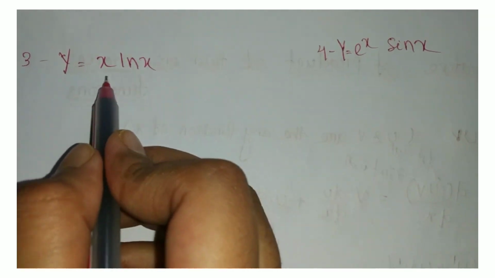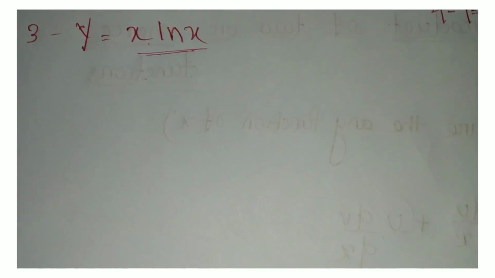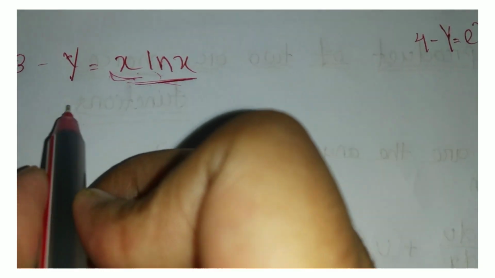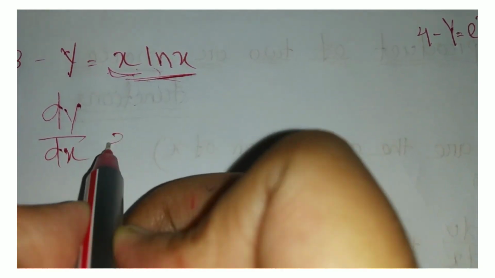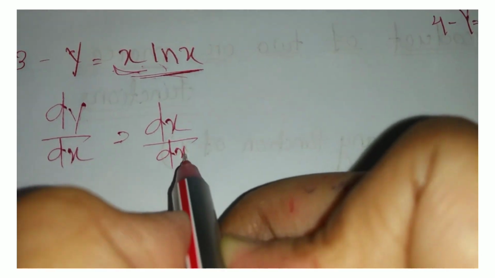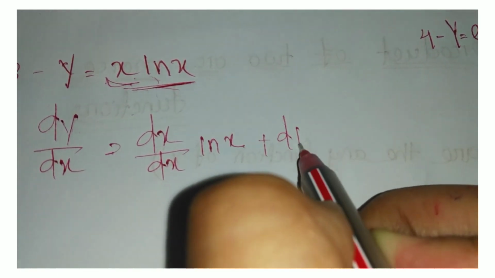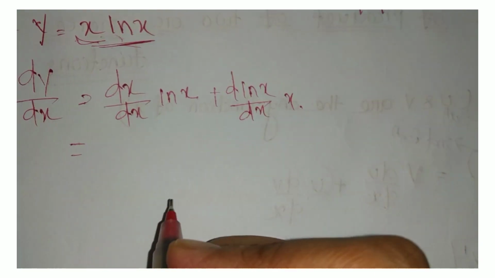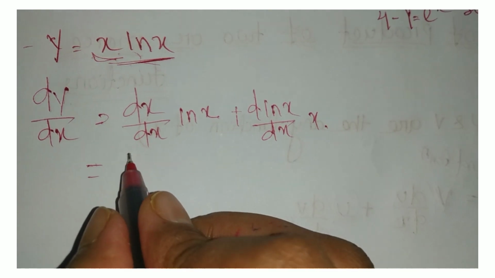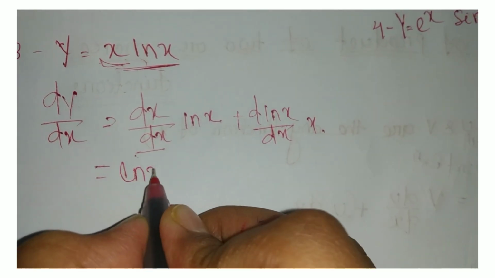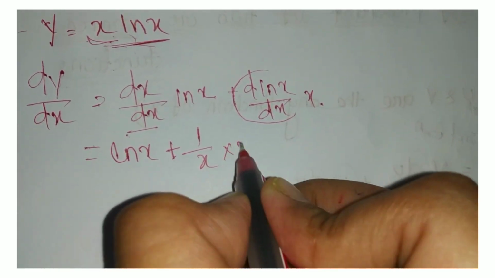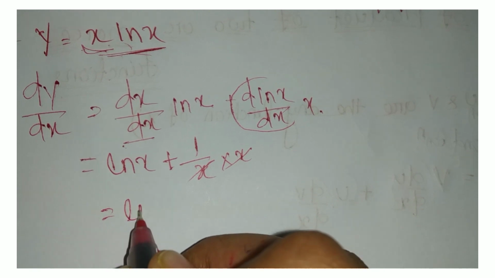Next, y is equal to x ln x. Here the first function is x and the second function is ln x. dy by dx is equal to the derivative of x into ln x plus the derivative of ln x into x. The derivative of x is 1, so 1 into ln x, plus the derivative of ln x, which is 1 by x, into x. It is ln x plus 1.